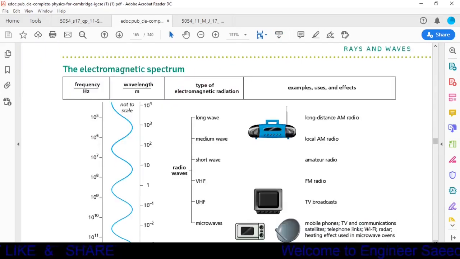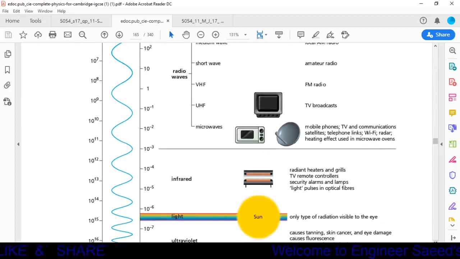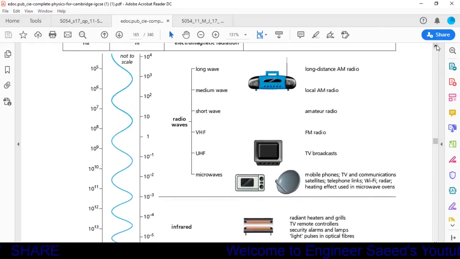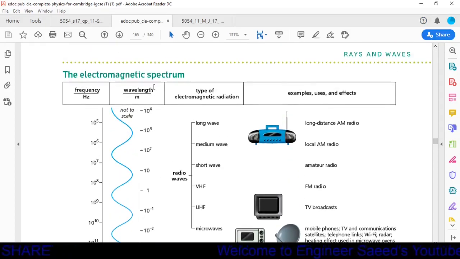Here we have electromagnetic radiation. Here we are looking, the frequency is decreasing when we are moving up. Here frequency is given, here wavelength is given. Now when we are moving up, frequency is decreasing, and when we are moving down, the wavelength is decreasing.